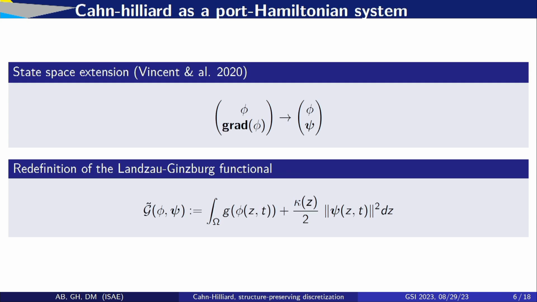So now let's rewrite the Cahn Hilliard model in the port Hamiltonian framework. To do so, we are going to extend our state space by considering the gradient of phi as an added variable. This allows us to remove the operator from the Hamiltonian and allows us to get an explicit Lagrange structure instead of an implicit one that we would have had if we were to keep the operator in the energy.